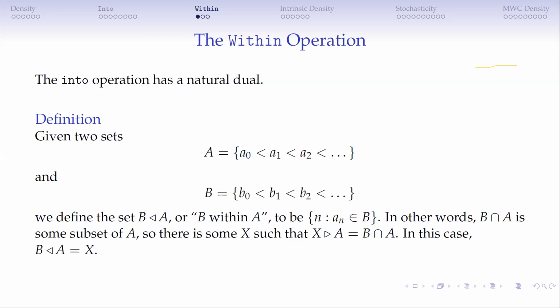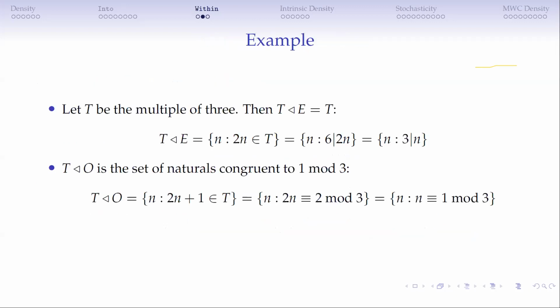And this definition might seem to come out of nowhere, but here's the idea behind it. B intersect A is a subset of A. Therefore, there must be some x that we can apply the into operation to end up with B intersect A. So the within is just giving us that x. So it's the set x such that x into A is equal to B intersect A. Okay, so let's look at some examples of how this works and get a better feel for the operation.